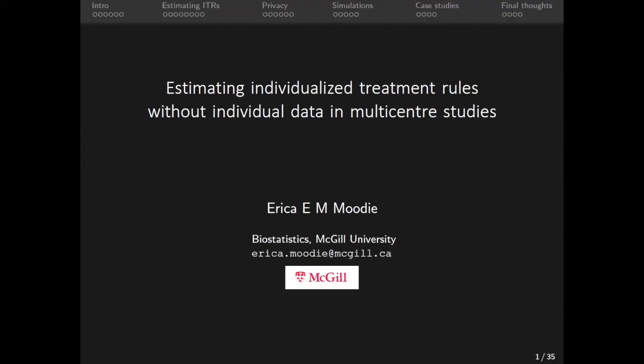So today I'll be talking about something from my main research area, which is precision medicine, trying to learn about individualized treatment rules, how to allocate treatment based on individuals' covariates without having to share individual level data when we're running studies with multiple centers.